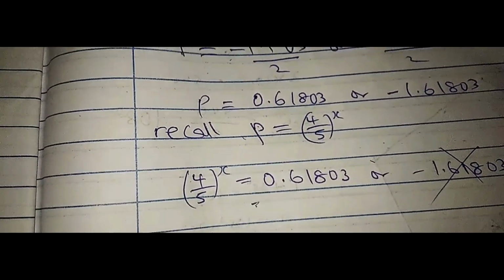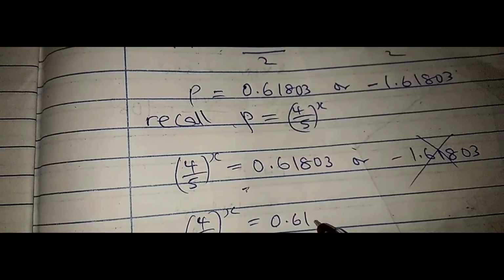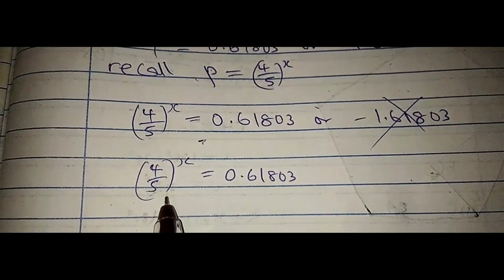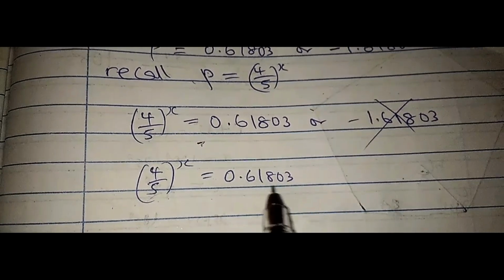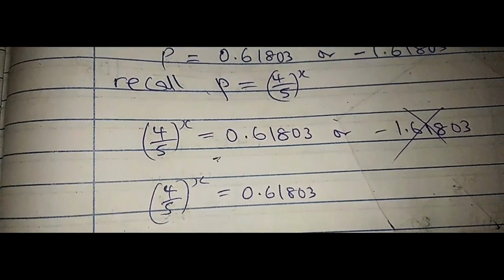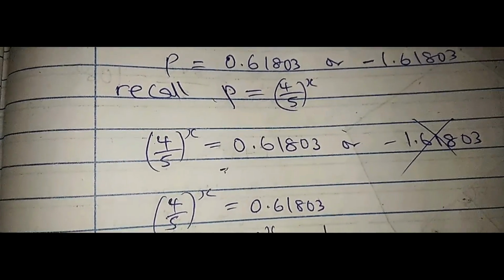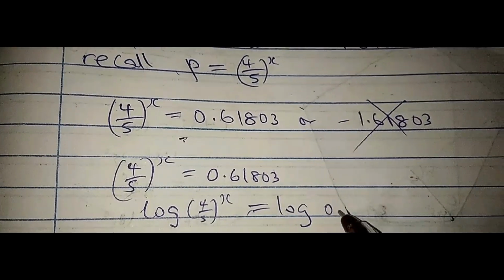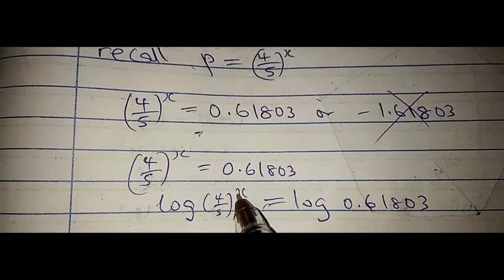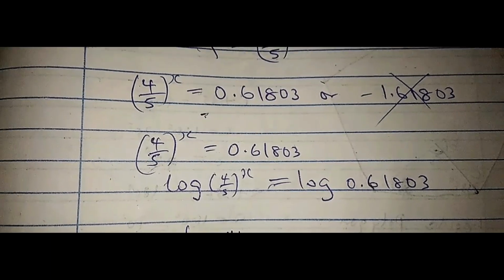For us to solve this, 4 over 5 raised to power x is equal to 0.61803. Now this is an indices problem, but there is no way you can say something raised to power something will give us this. So how do we solve this problem? We take the logarithm of both sides. So log of 4 over 5 raised to power x is equal to log of 0.61803.